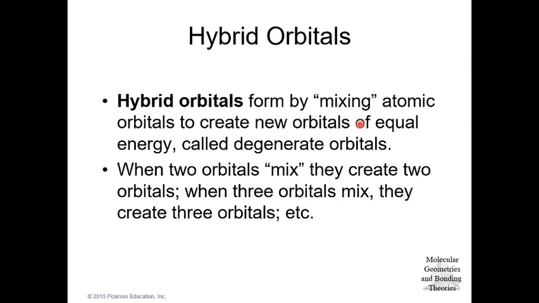So hybrid orbitals are formed by mixing atomic orbitals to make new orbitals of equal energy. If we have orbitals of equal energy, they're called degenerate orbitals. And you don't gain additional orbitals. You'll have the same number of orbitals you started with, they just have a new shape. So if I mix two orbitals, I'll create two hybrid orbitals. If I mix 3 orbitals, I get 3 hybrid orbitals. Okay, the total number of orbitals stays the same.